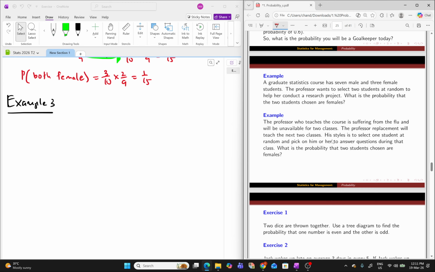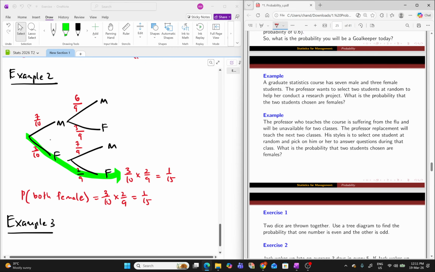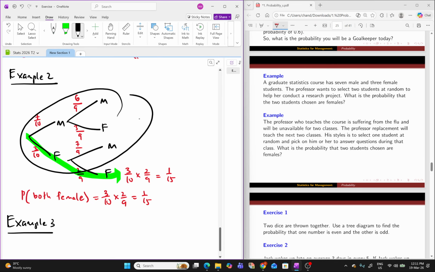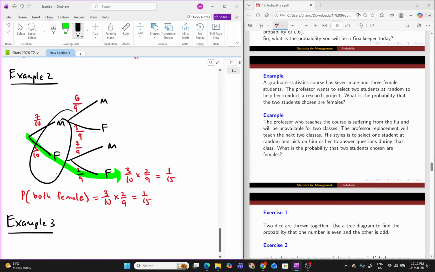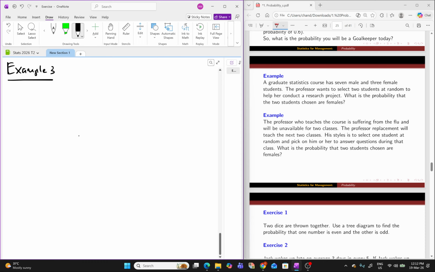The replacement teacher's style is to select one student at random and pick him to answer a question during that class. Which means this is 2 classes. This is 2 persons at one class. So one student came out, you have to reduce by 1. Now he is going to ask one student only. This is the first class.